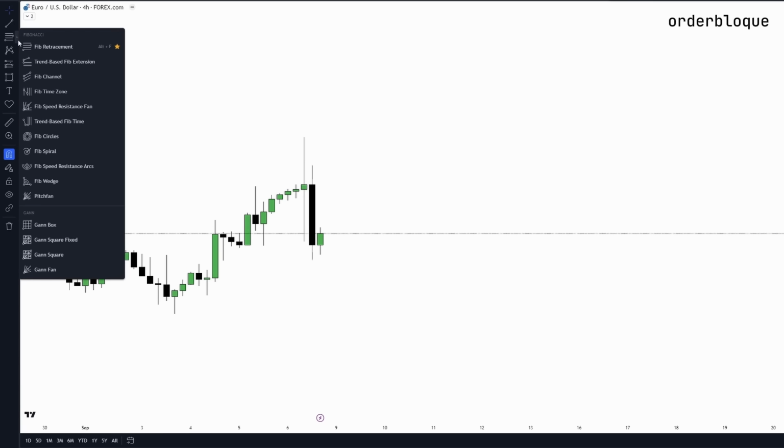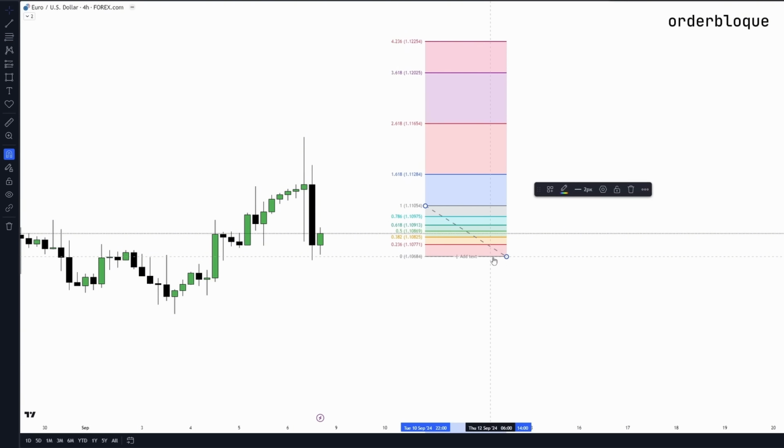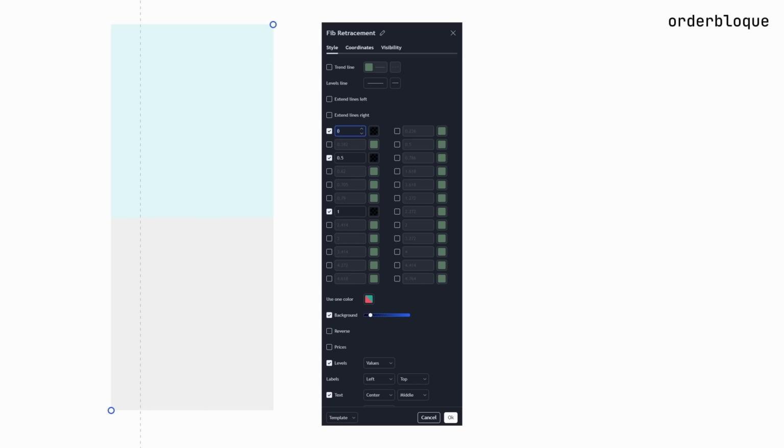In TradingView, in the upper left corner, there's a tool called Fib Retracement. If you click on it and then stretch it somewhere on the chart, by default it should look like this. Immediately go to the settings and uncheck all boxes except 0, 1 and 0.5. The rest of the parameters are up to you, but if anyone's interested, here are my personal settings.